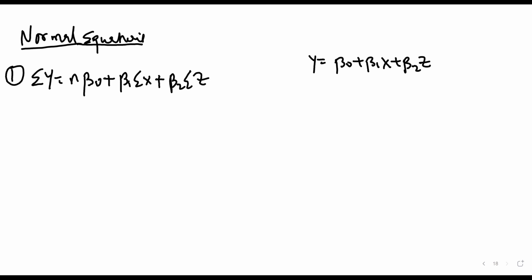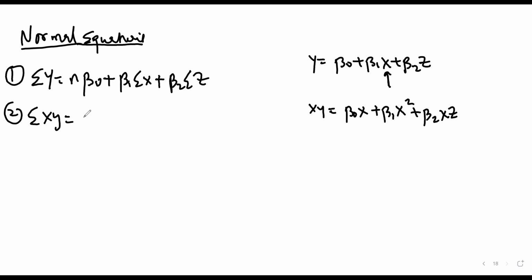And for the second normal equation, you take the first independent variable and multiply everywhere. So you'll have xy is equal to beta naught x plus beta 1 x square plus beta 2 xz. Then you sum that. So you end up with summation of xy is equal to beta naught summation of x plus beta 1 summation of x square plus beta 2 summation of xz. That's the second normal equation.